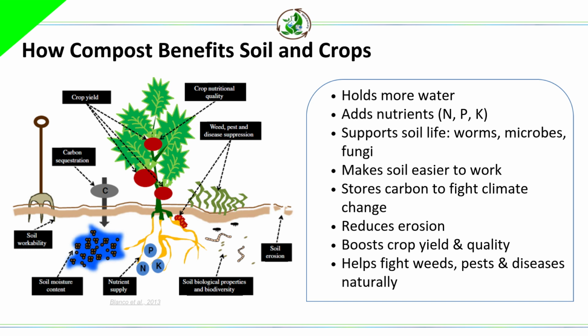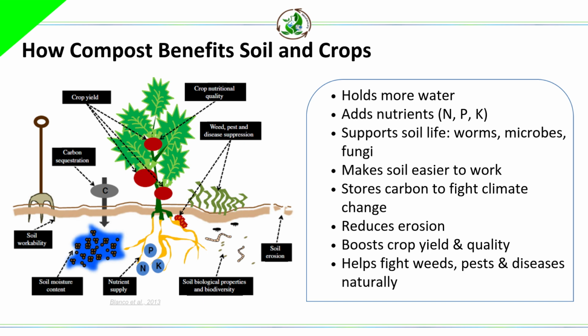Now let's look at how compost can benefit soil and crops. First, compost helps soil hold more water, which means plants can survive better during dry periods. It also adds nutrients like nitrogen, phosphorus, and potassium. These are essential for plant growth and health. Compost supports soil life, including worms, microbes, and fungi, which all play important roles in keeping soil healthy. It also makes soil easier to work, so planting and harvesting are simpler and less labor-intensive.